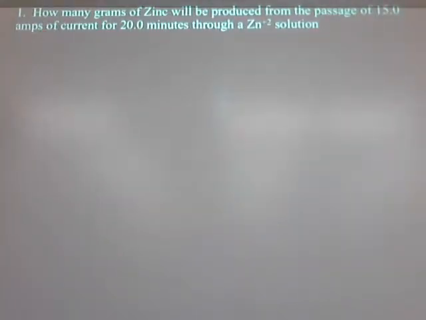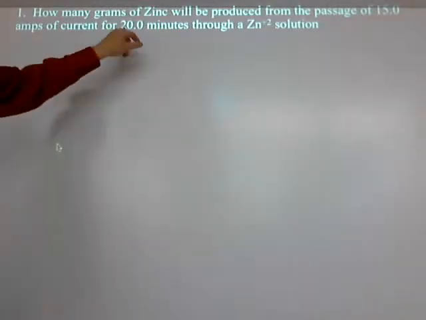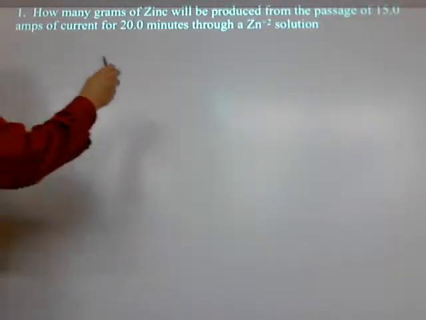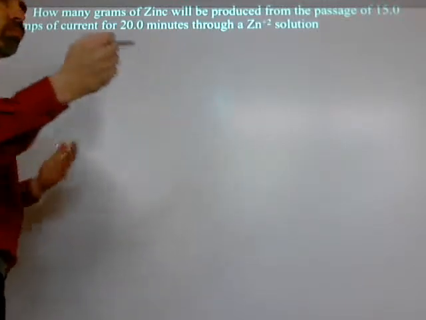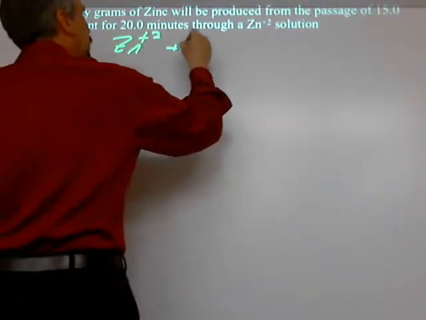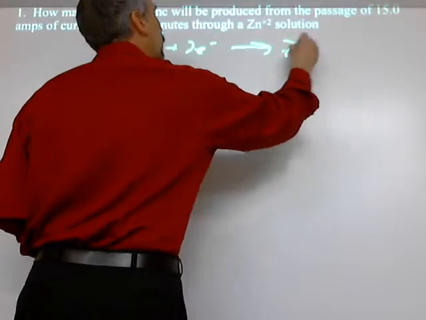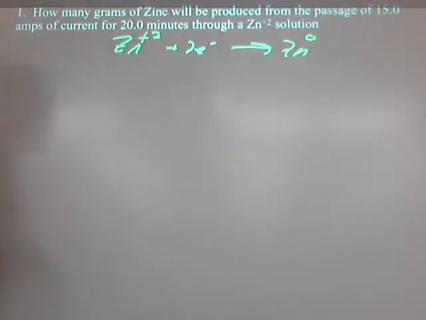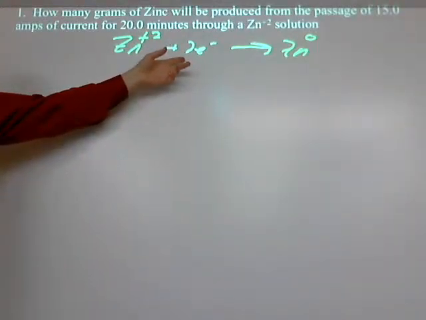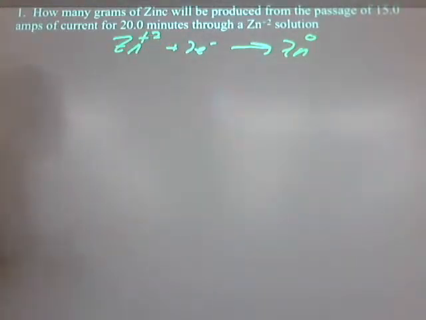All right. A problem like this first one. You're told you have 15 amps for 20 minutes, with zinc solution. You should really write out the equation. Zinc with a +2 is adding 2 electrons to become zinc metal. In that case, that just tells you what we need, equivalents per mole.